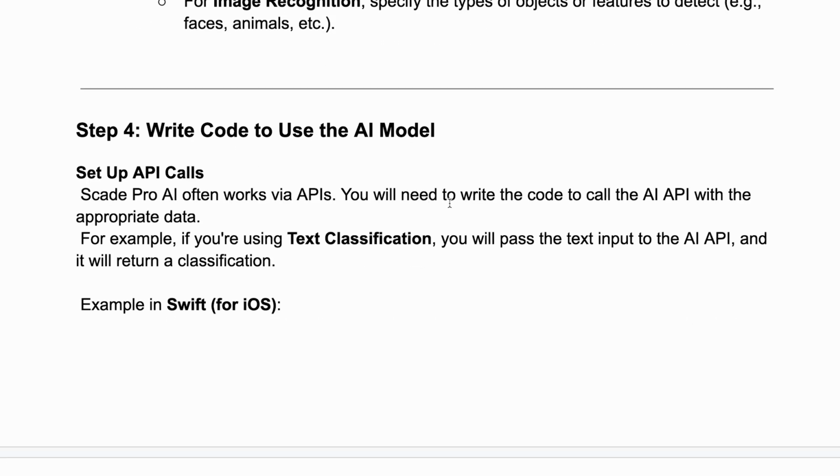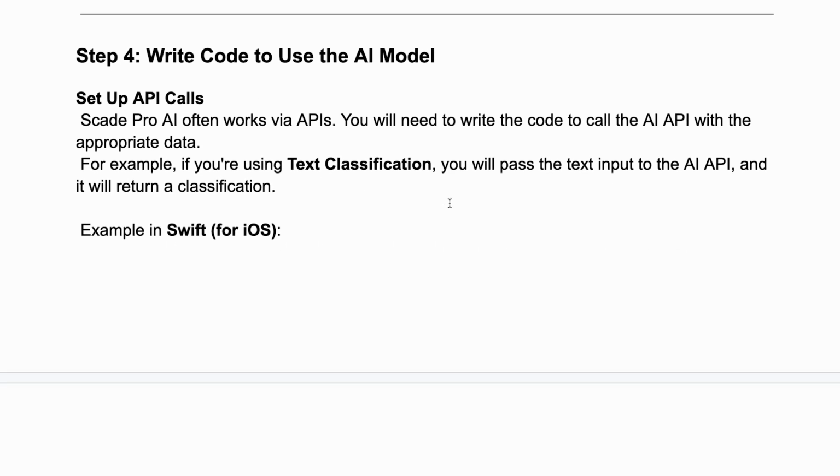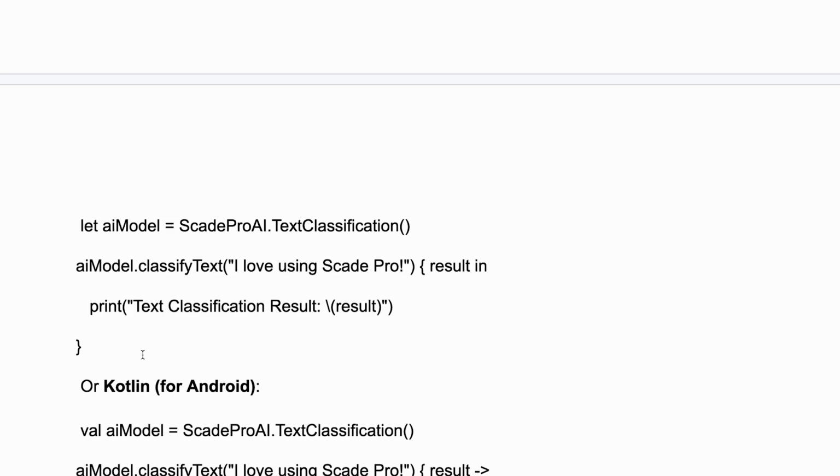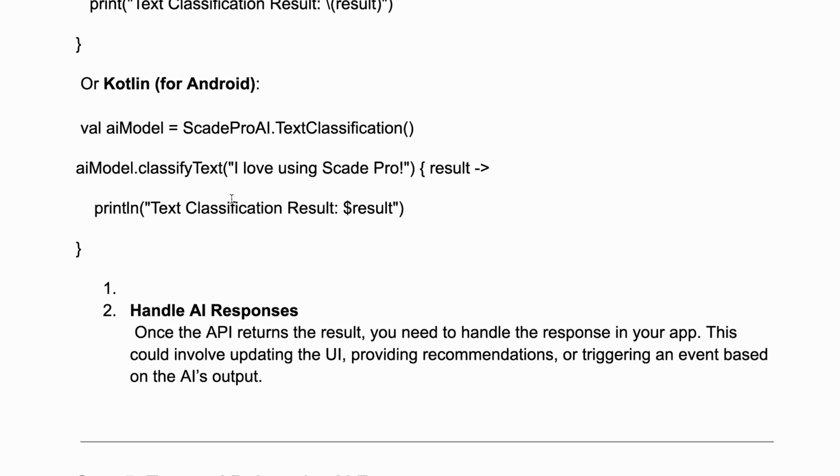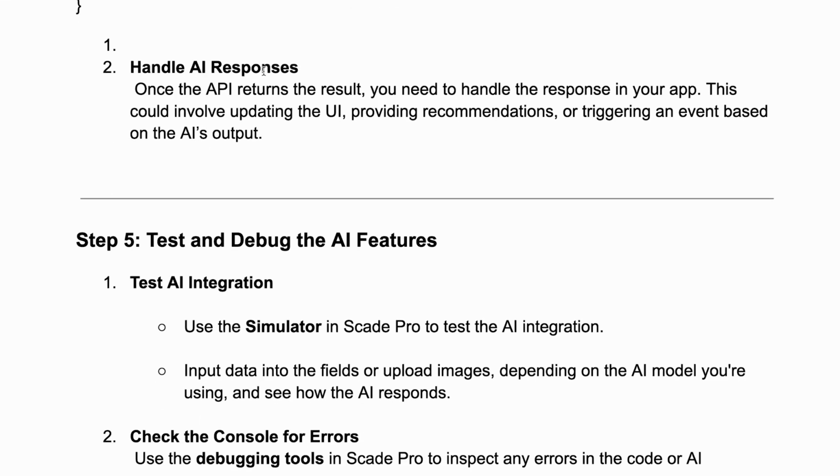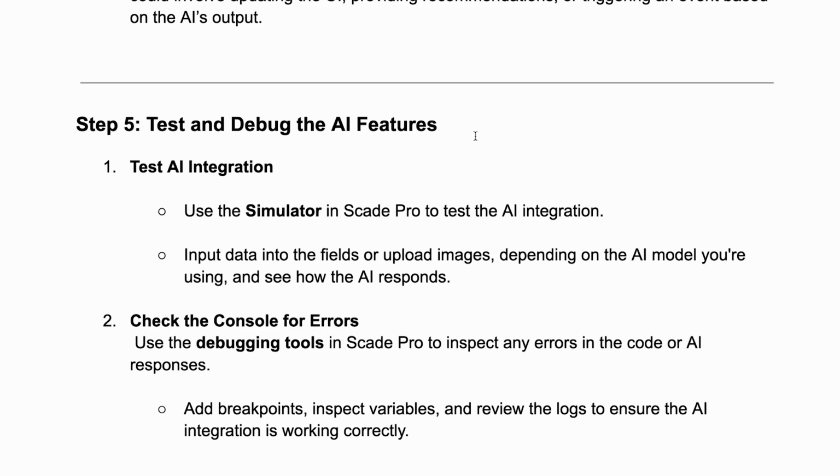Then write code to use the AI model. Set up API calls. For example, Swift will be this right here, and for Kotlin, for Android, will be this right here. Then handle AI responses, and then test and debug the AI features.